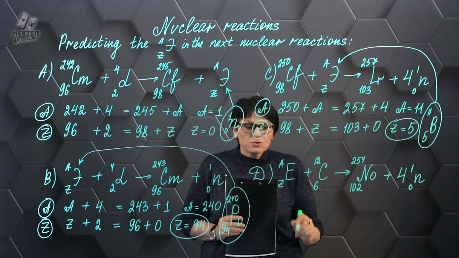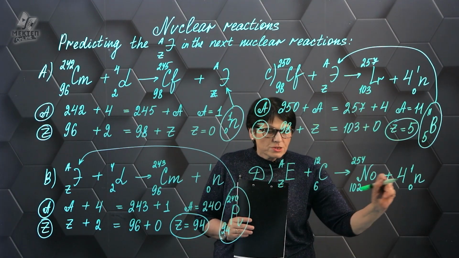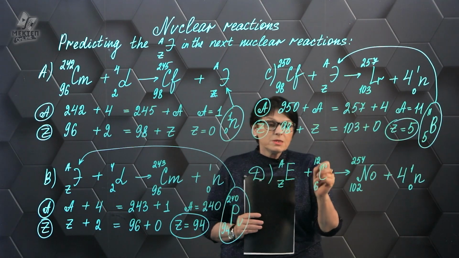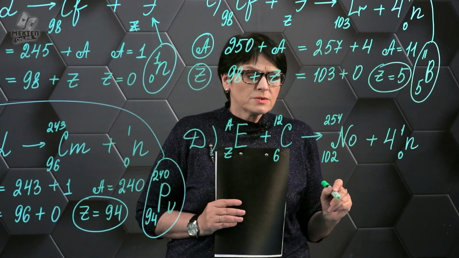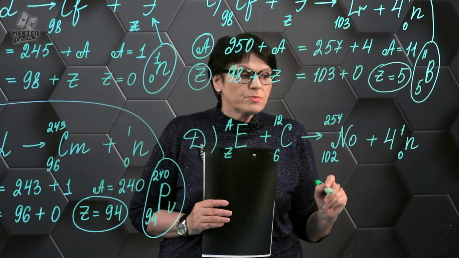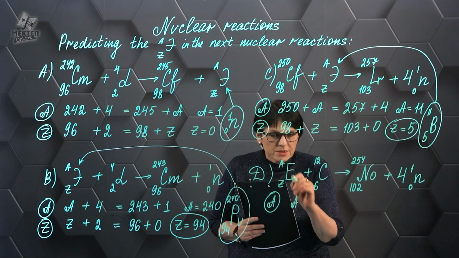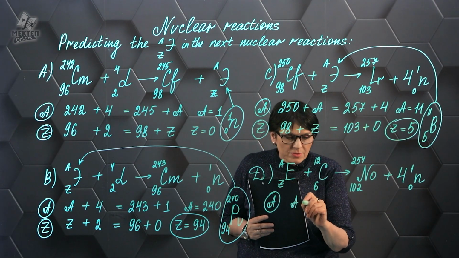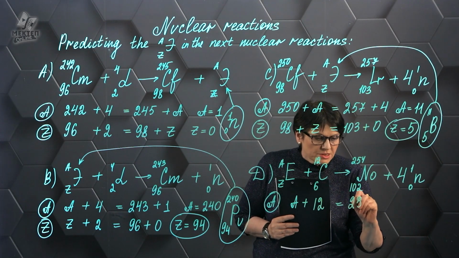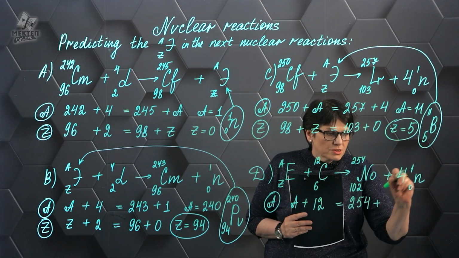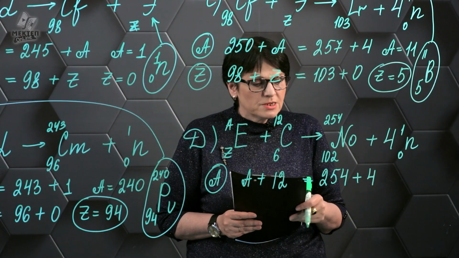So on the left side, we also have an unknown element in the last example. And we have to find out what this element is if it interacts with carbon. It turns into the element nobelium and releases neutrons as well. So we don't know what the mass would be for this element. A plus 12. And on the right side is 254. And since we have 4 neutrons, plus 4, then we have 258 on the right side.